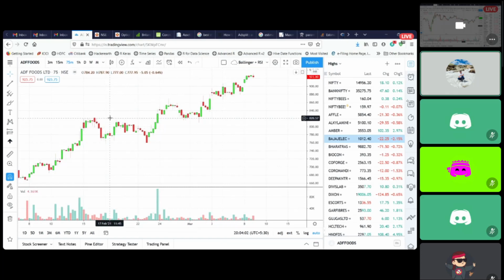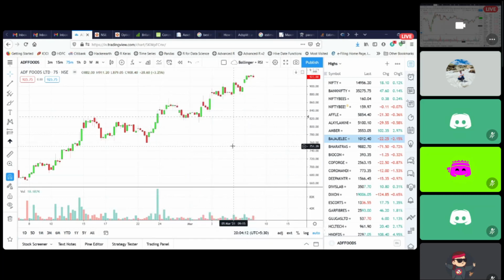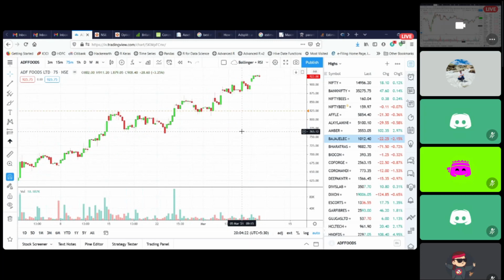But now see, this is becoming a support zone, I would say 820. So when this happens, then in ADF 4, let's say I set the alert itself at 824. Now if ADF 4 is to retrace to 820 and give green candles here, this can become a potentially very, very good entry point for the future.